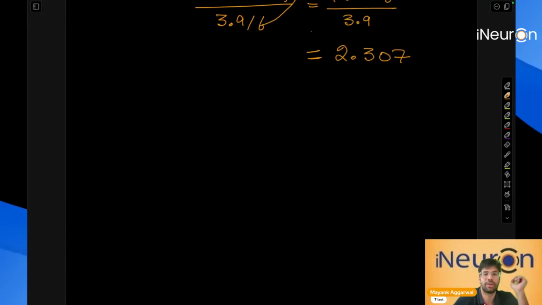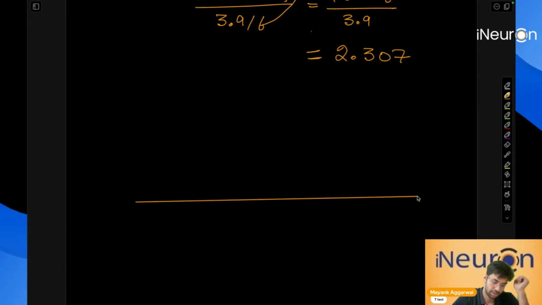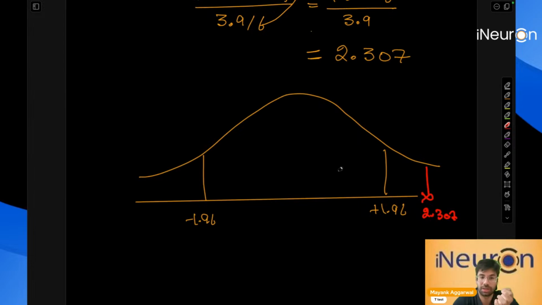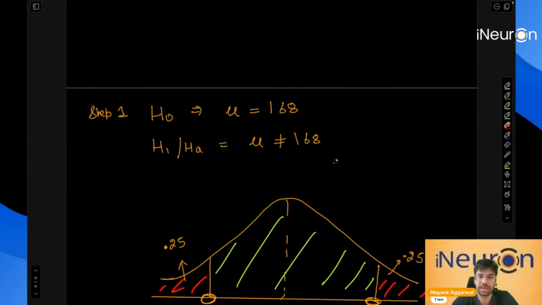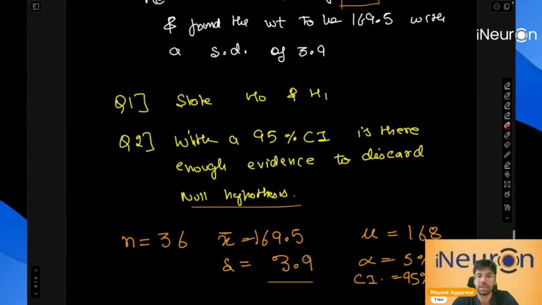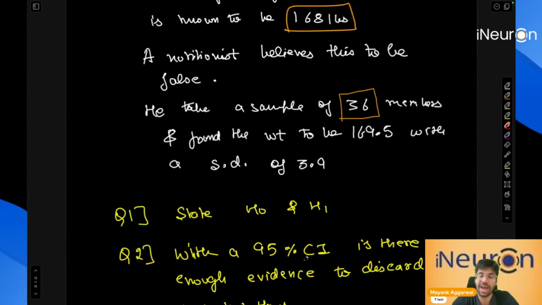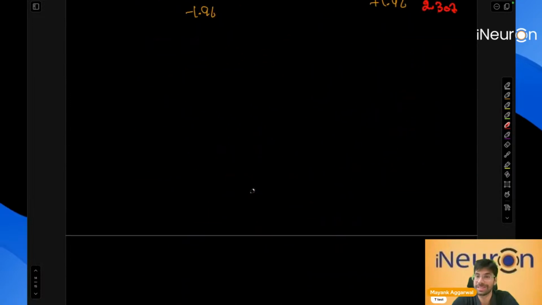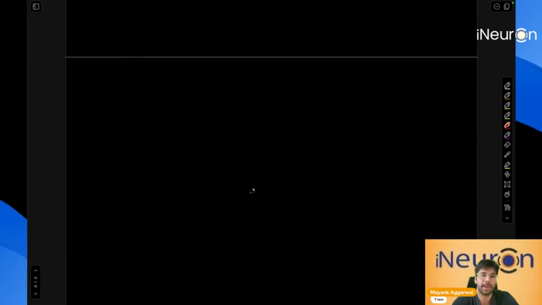2.307. Now again, if I make the graph, I know that I am cutting at minus 1.96 and plus 1.96. The value which you are getting is actually 2.307. It's going to be somewhere here. Here I'm going to reject the null hypothesis. Okay. And what's the null hypothesis? The null hypothesis is that mu is equal to 168. So the nutritionist is actually right. This null hypothesis is false. Based on the sample, the nutritionist has actually proven this thing. I hope that is clear, everyone.